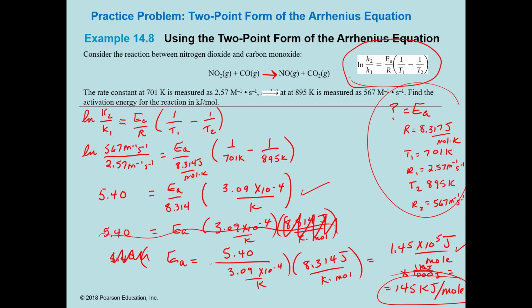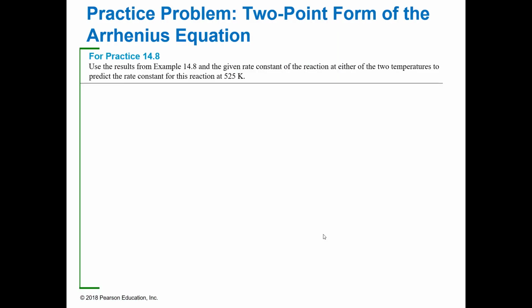Where this gets a little fun is if you're solving for one of the temperatures, or if you're solving for one of the Ks. So you just have to really watch what you're doing and see what it's asking you for, and make sure that you're paying attention. And so here's your practice where you're going to use the same results that you had in the previous example, but you're going to compare either one of those temperatures and find the rate constant for the reaction at 525. So this time you're going to be solving for K2, all right?